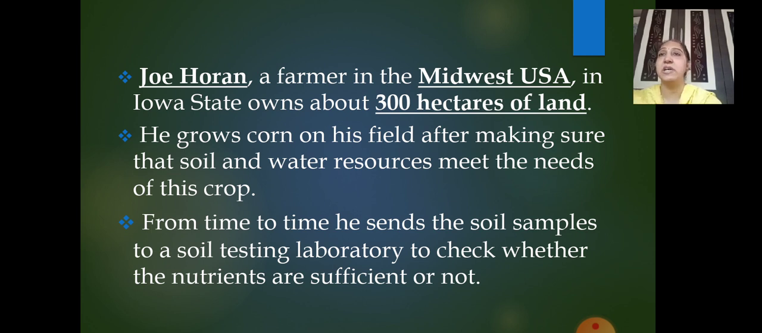Adequate measures are also taken to control the pests that can damage the crop. From time to time he sends soil samples to a soil testing laboratory. For what? To check whether the nutrients are sufficient or not, whether his soil is fertile or not. So accordingly, if the soil is not fertile, if the nutrients are not sufficient, then he will go for the fertilizers. This is what is done in the USA. Why does he go for this? The results help Horan to plan a scientific fertilizer program.